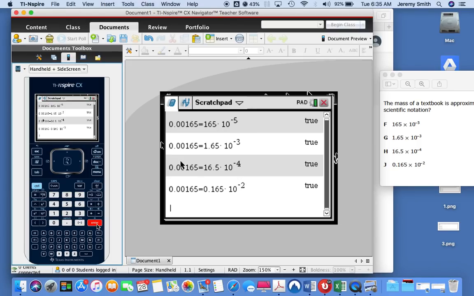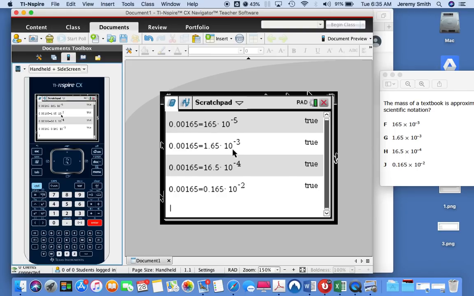All of them are saying that they are true, but when we look at the coefficient, I can tell that this first one, the coefficient doesn't work because it's not between 1 and 10. All right, so if I look at this third one, I can tell this doesn't work as well because that coefficient is not between 1 and 10. Look at this last one. The coefficient is not between 1 and 10, so I know this doesn't work either. So our only answer choice is going to be this one right here, which is B.